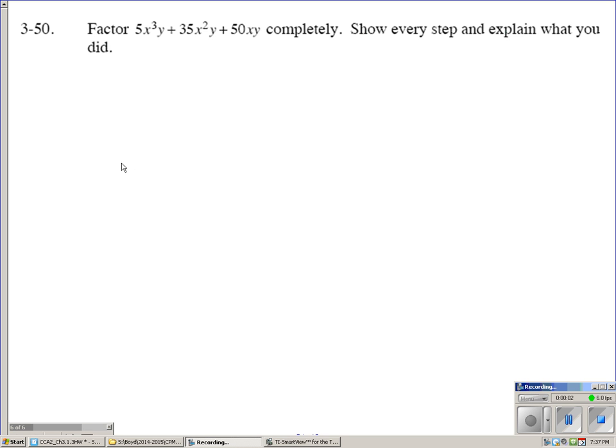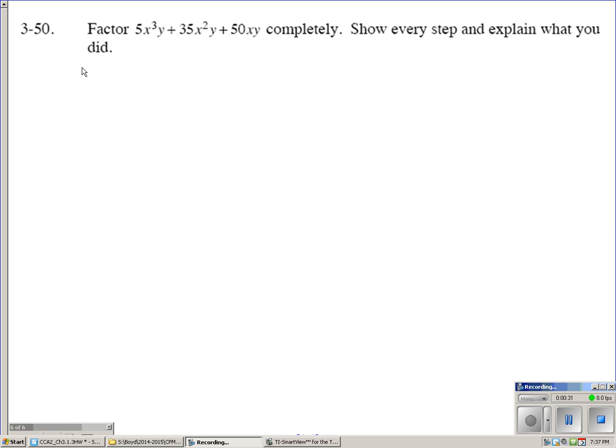All right, problem 3-50. Factor 5x to the third y plus 35x squared y plus 50xy completely. Show every step and explain what you did. So, factoring, remember, we are just taking this expression and simply rewriting it as a product of multiple factors. We're not gaining anything, we're not losing anything here.